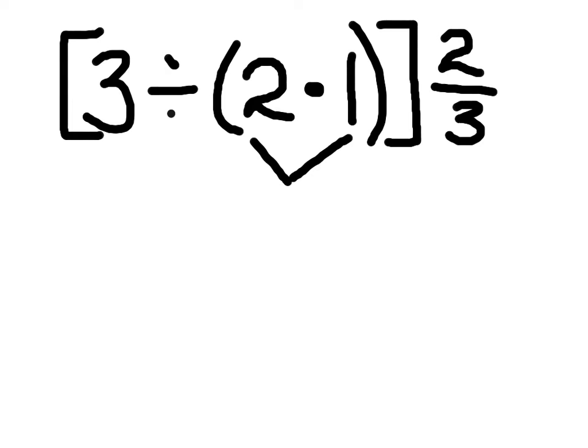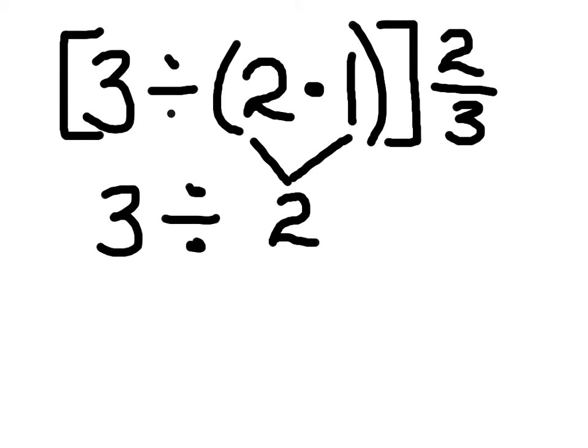2 times 1. So what's 2 times 1? Think about your facts. You can do this. Anything times 1 is what? 1? Remember, it's identity, right? We talked about these yesterday. So Cody times 1 is Cody, right? So 2 times 1 is 2. It's its identity. Okay, so you have 3 divided by 2.